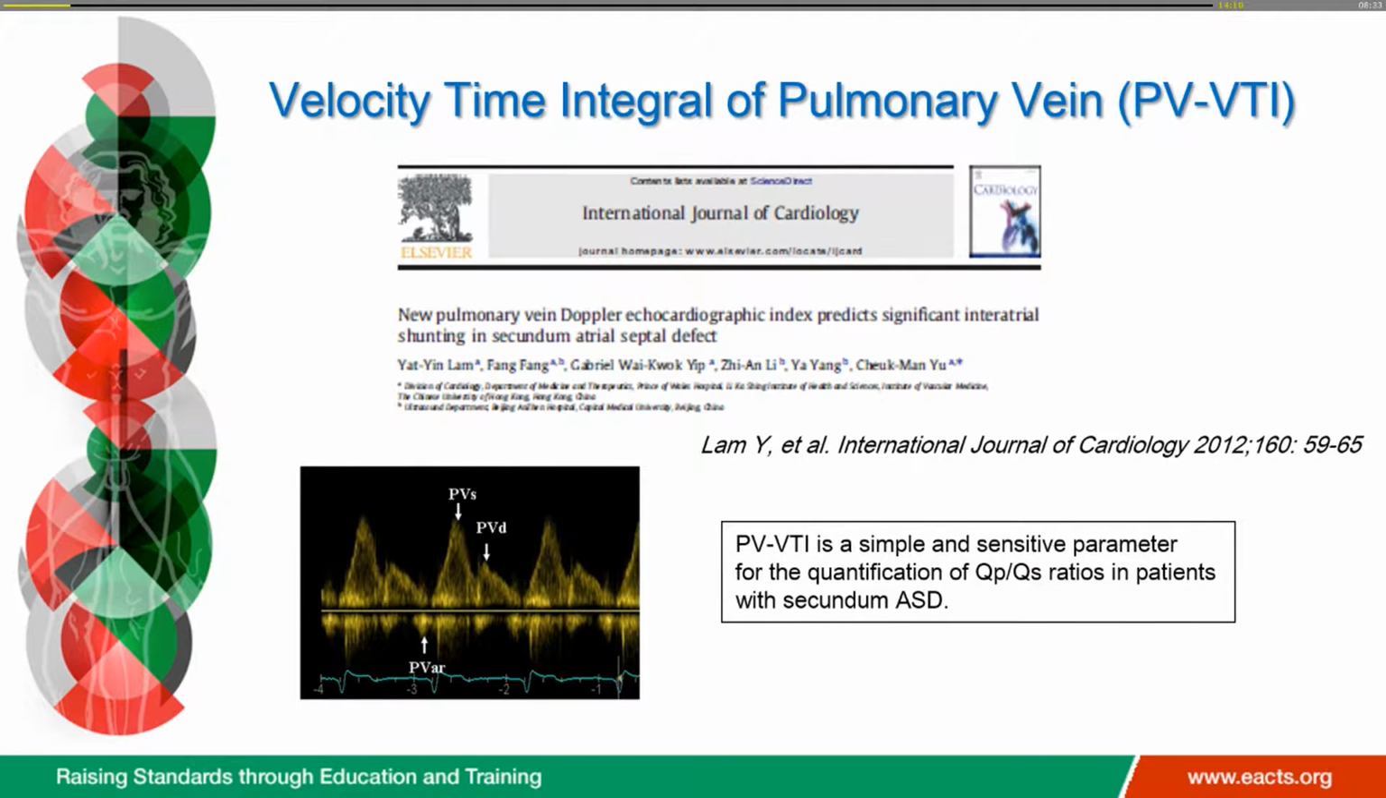The velocity time integral of the pulmonary vein has been reported as a novel and reliable parameter for quantification of the pulmonary blood flow in several fields. The velocity time integral is defined as the area under the curve of the pulse Doppler profile of the pulmonary vein in one cardiac cycle, as shown here.